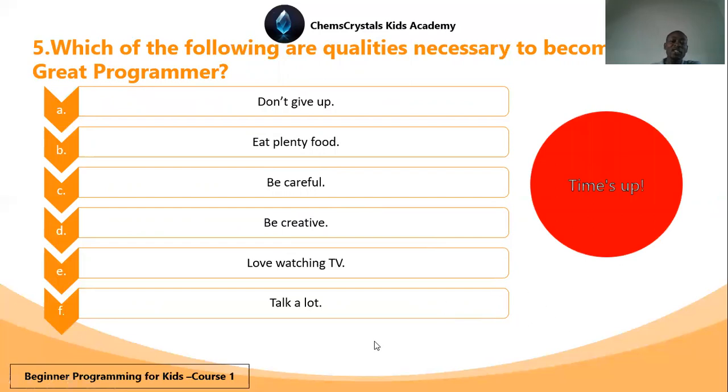Time up again. Now let's see which answers are correct. Wow, don't give up is one of the qualities necessary to become a programmer. Eat plenty food is not. Be careful is correct. Be creative is correct. Love watching TV is not correct. Talk a lot is not correct. So how many did you score? Very good. If you score less, you have to improve. Is that okay? Go over and watch the lesson again and improve on your score. Is that okay? Good.